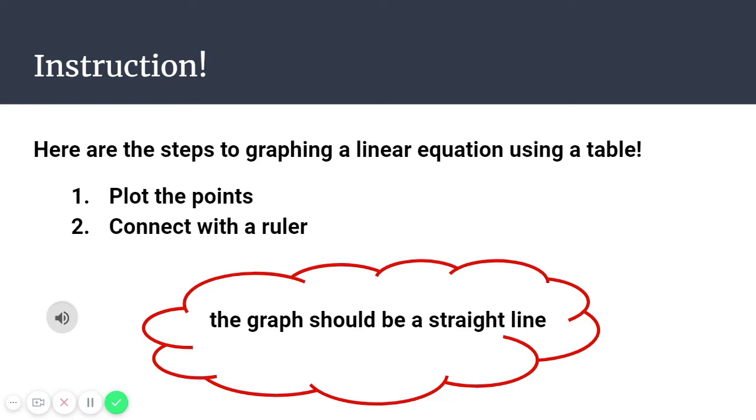To graph a linear equation using a table, there are two simple steps. The first step is to plot the points. To graph a line, you only need 2 points, but you can plot as many as you like. The second step is to connect the points with a ruler. When you plot your points, they should appear to be in a straight line, and then you just use the ruler to connect them.